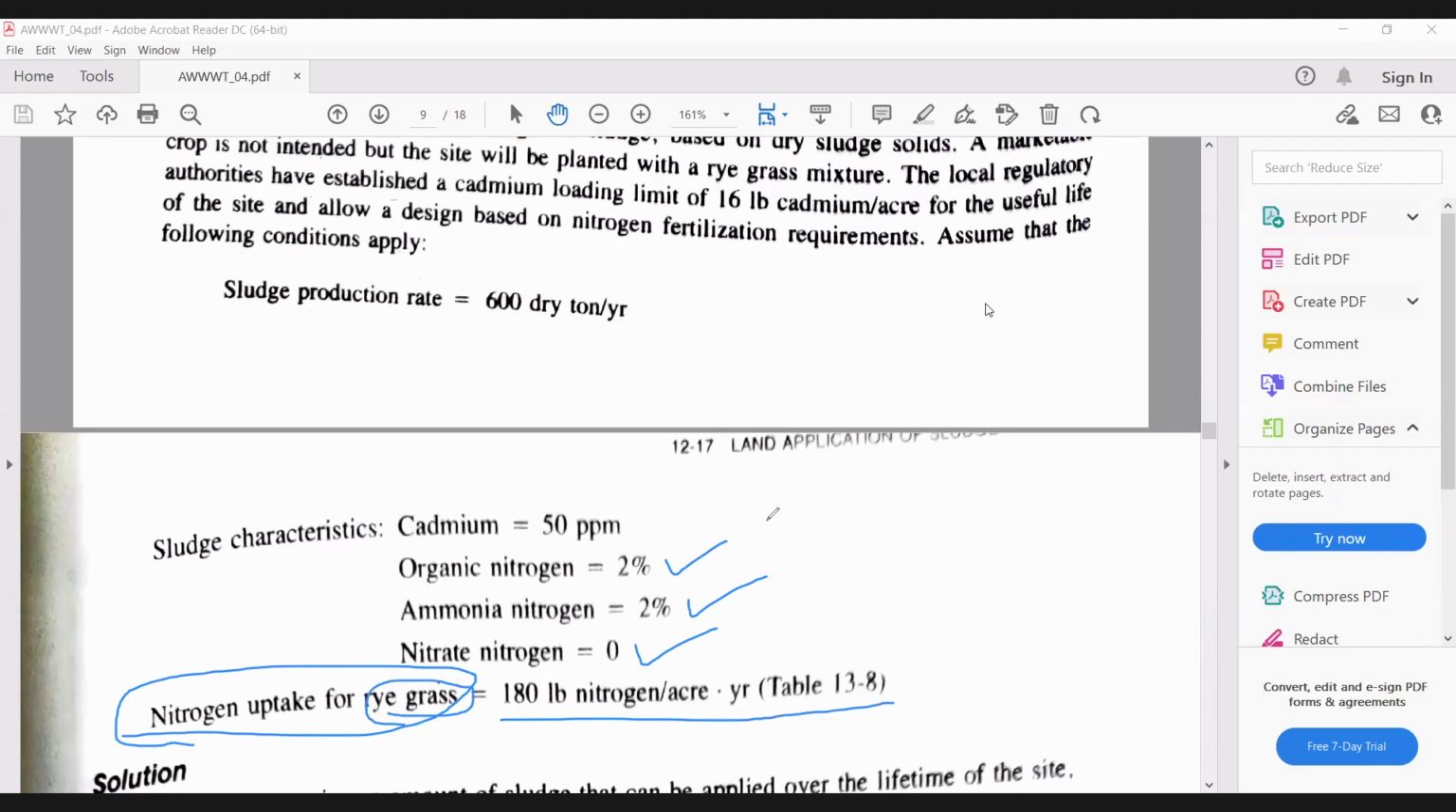So now the sludge has organic nitrogen 2% and ammonia nitrogen 2%. The nitrogen requirement for grass is 180 pounds. This is the data. Let us solve.